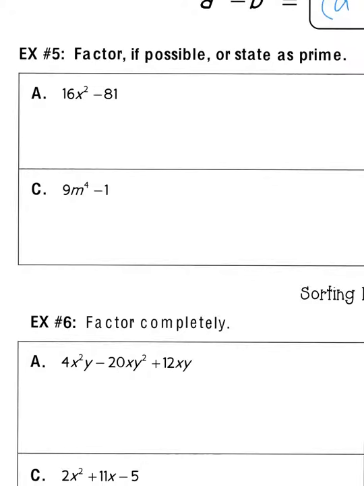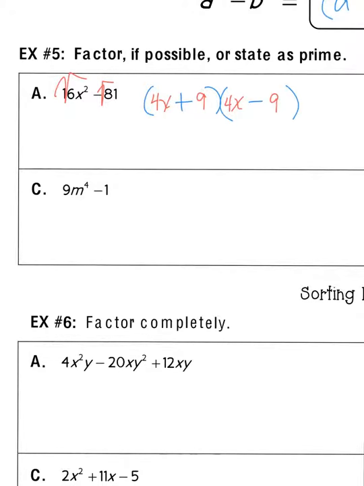So here we go. I do have the difference of two squares, so I know that my factor pattern looks like this, with a plus and a minus. I'm going to take the square root of these, and they're going to go inside. So the square root of 16x squared is 4x, and 4x. The square root of 81 is 9 and 9.